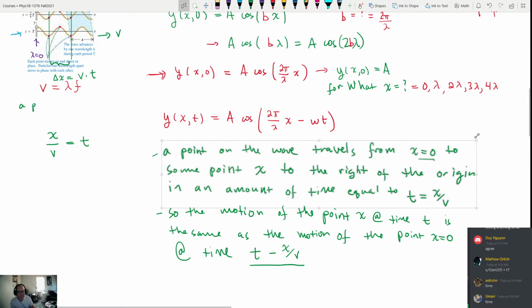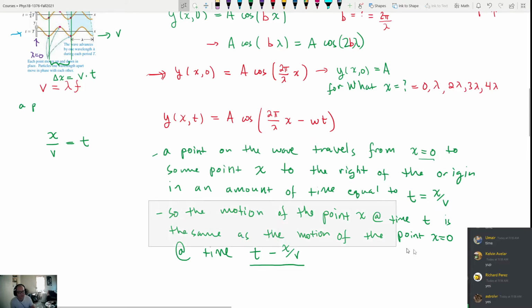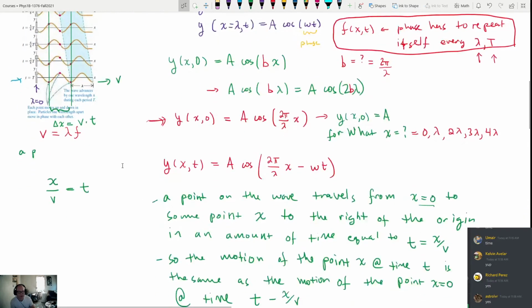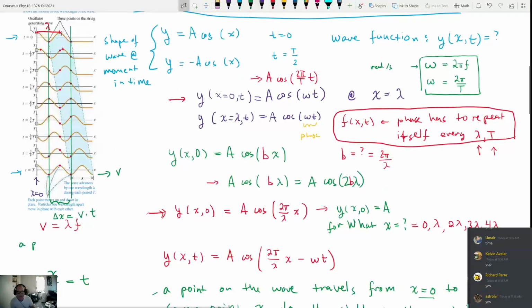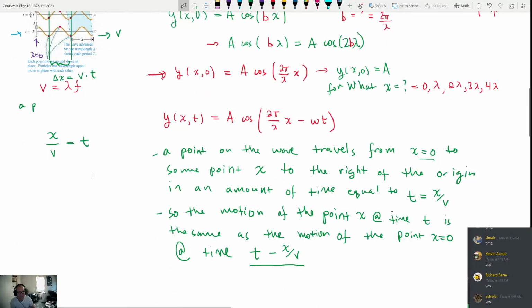To get from the point 0 to x, the time taken is the distance that you would travel divided by the speed of the wave. That's obvious, right? The next part is the part that I think is kind of confusing. It says, the motion of the point x, so now we're just looking at some random point x here, at time t is the same as the motion of the point x equal to 0 at time t minus x over v.